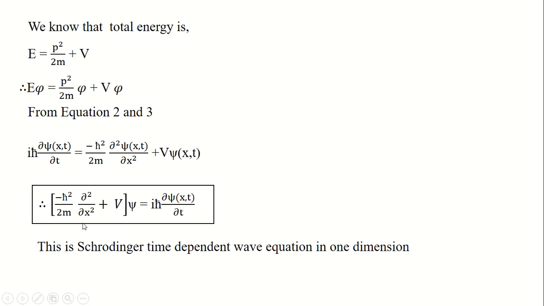So we can use this equation in order to solve problems for a particle whose energy changes with space as well as time. For example, if the particle is accelerated, then its energy changes with space and time. So in case of such particles which are accelerated, we can use this equation in order to find out the energy, wavelength and position of the particle.